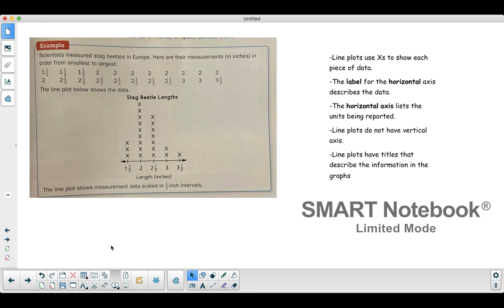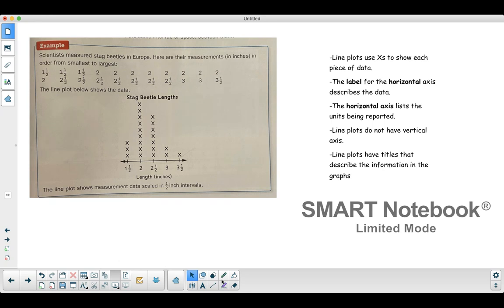Okay. So in the picture here, I have an example of a line plot. It says scientists measured stag beetles in Europe. Here are their measurements in inches in order from smallest to largest. The line plot below shows the data. Line plots use X's to show each piece of data. The label for the horizontal axis describes the data.